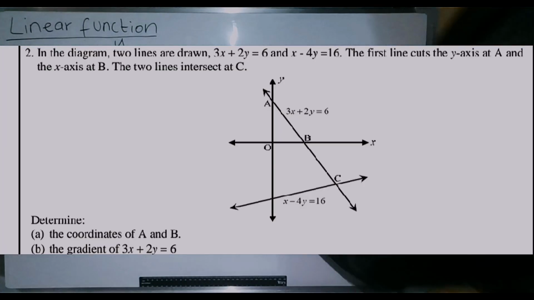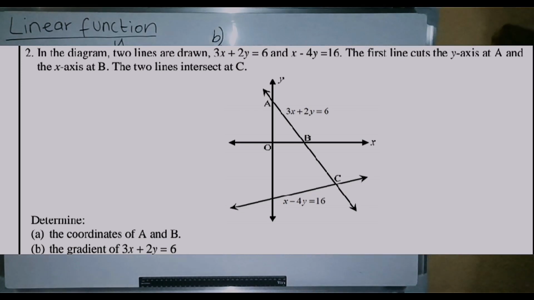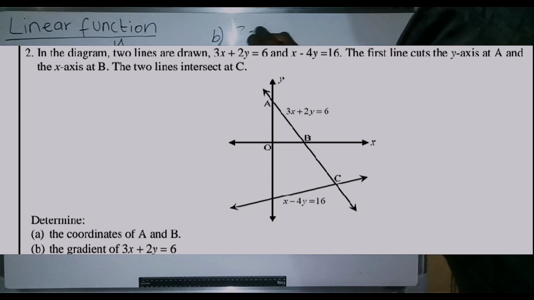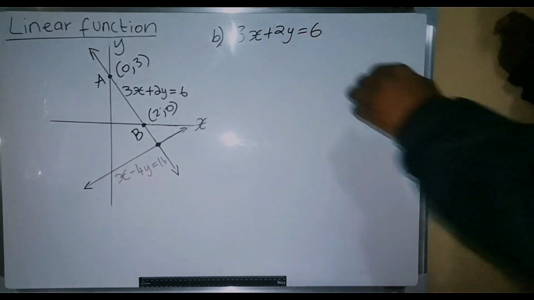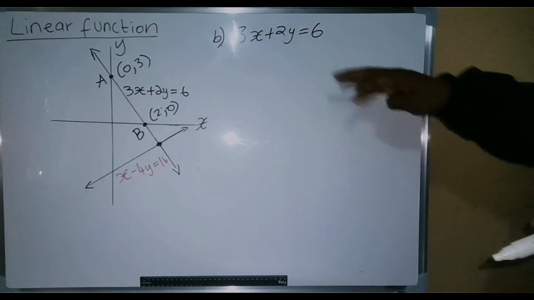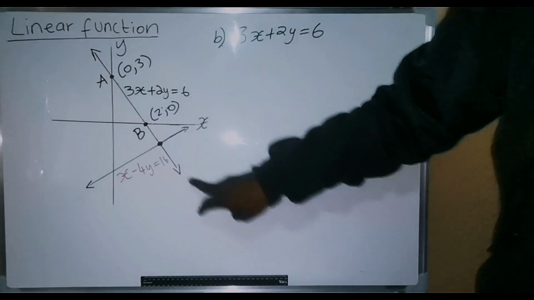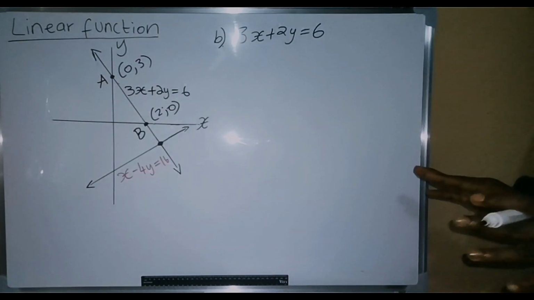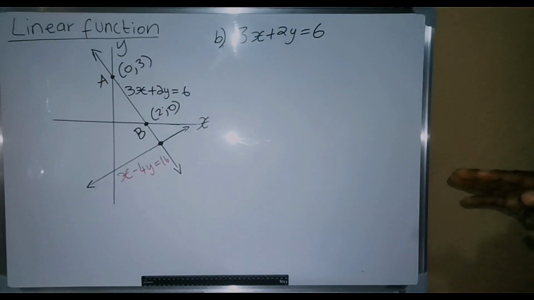Number B, guys, determine the gradient of 3x plus 2y equals 6. What about the gradient of this equation? Come on, what about the gradient of this line? Guys, how about the gradient of a straight line?